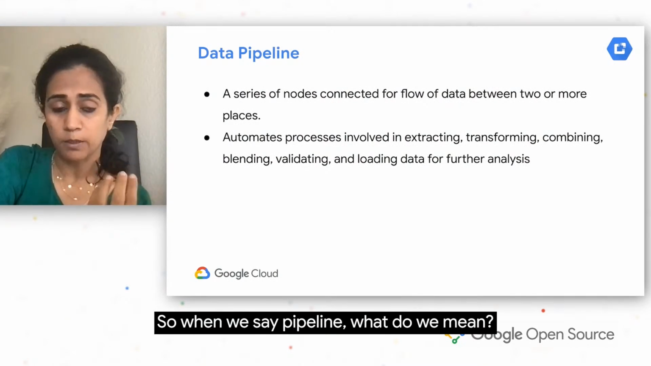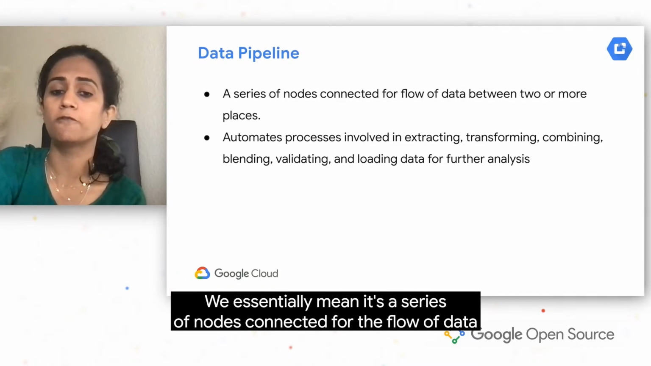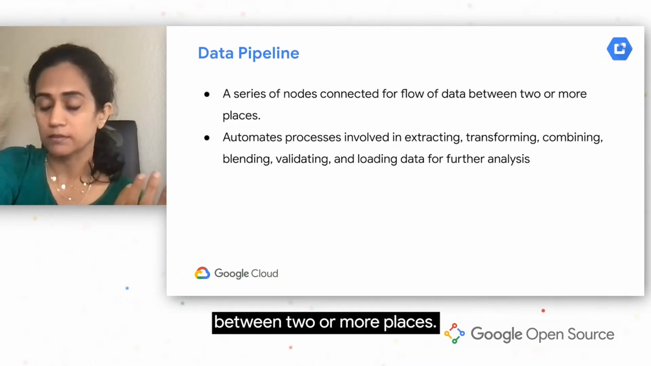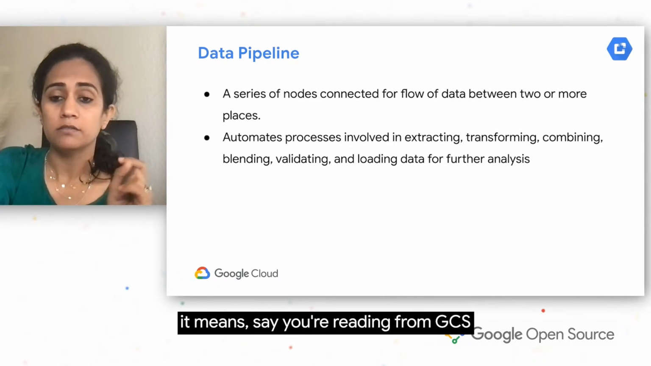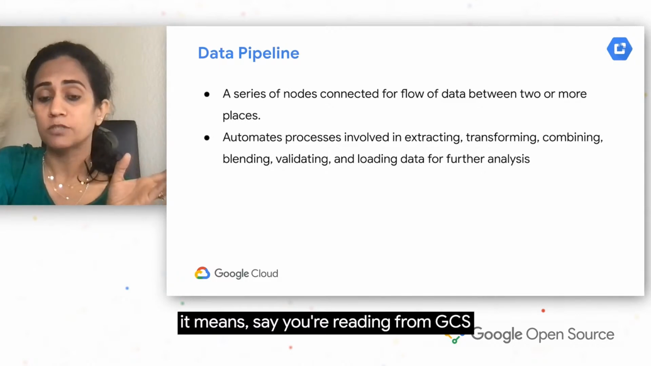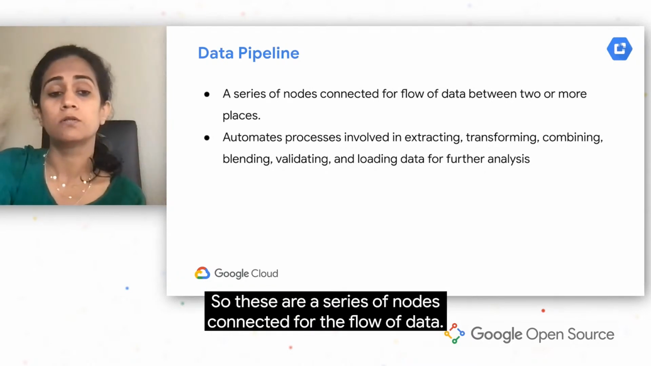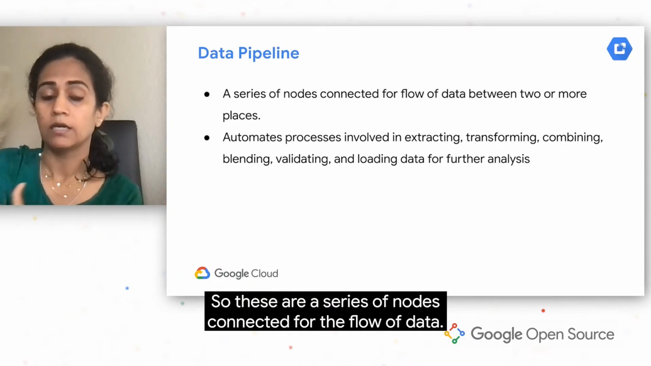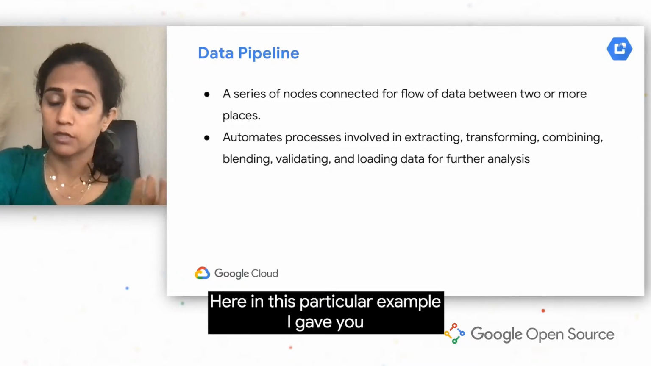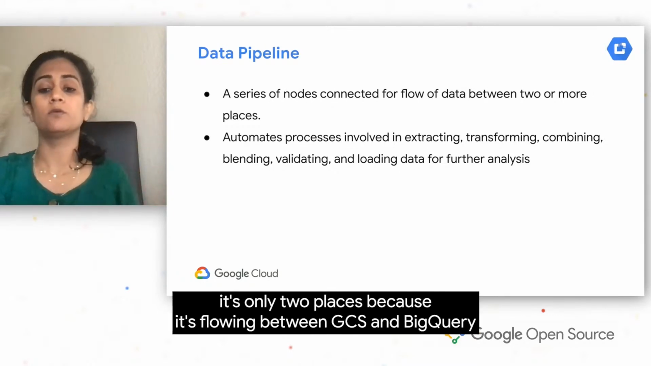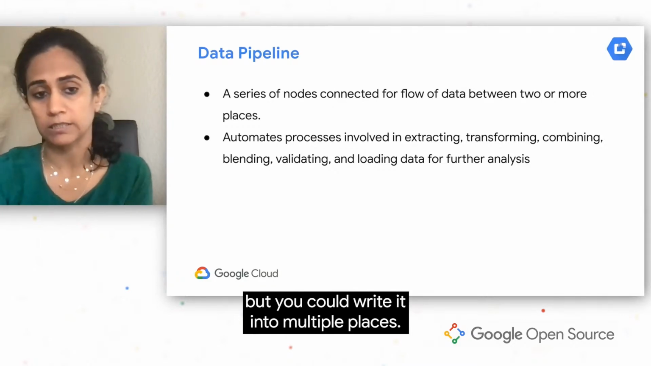So, when we say pipeline, what do we mean? We essentially mean it's a series of nodes connected for flow of data between two or more places. If I were to translate it into English, it means you're, say, reading from GCS, you're doing certain transformation and writing into BigQuery, right? So these are a series of nodes connected for flow of data. So your data is flowing between two or more places. In this particular example, it's only two places because it's flowing between GCS and BigQuery, but you could write it into multiple places.